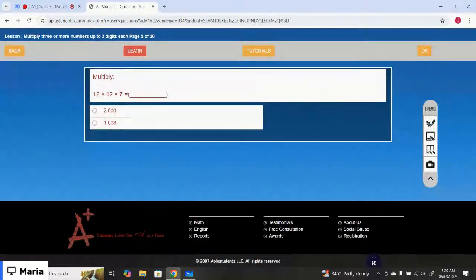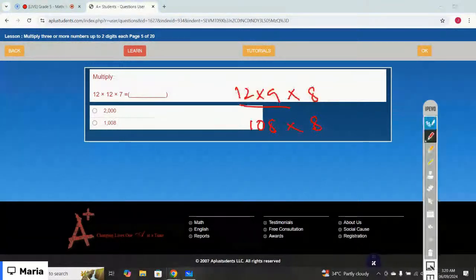Multiply 12 times 7. You can go for 12 times 12. 12 times 12 is 144. And 144 times 7 is, 7 times 4 is 28, 2 carry, 7 times 4 is 28 plus 2 is 30, 3 carry, 7 times 1 is 7 plus 3 is 10. So the correct option is 1008. Option number 2 is the correct option. Got it?